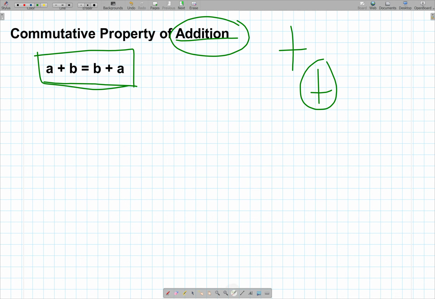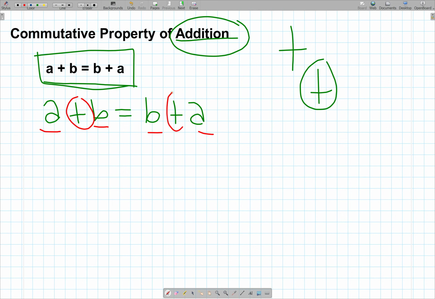Nandito ang A, di ba? A. Yan. O, plus B equals, si B na naman, then plus A. O, pareho lang, di ba? May A tayo dito, may A, may B, then may B, then addition. So, ang tawag dito ay commutative property of addition.